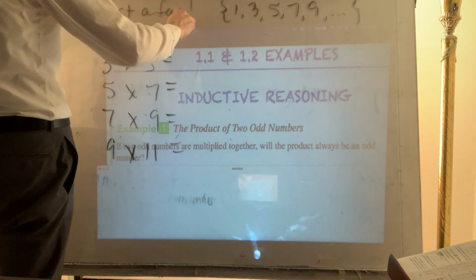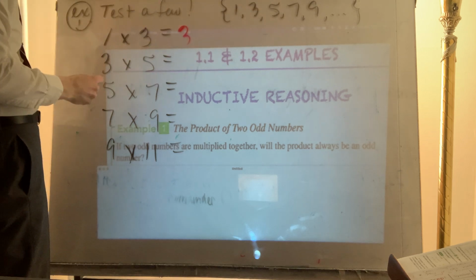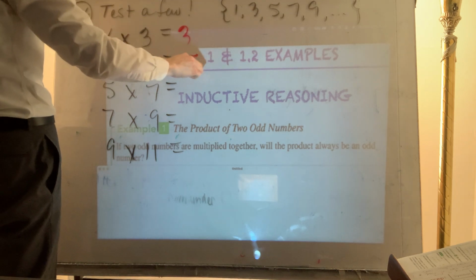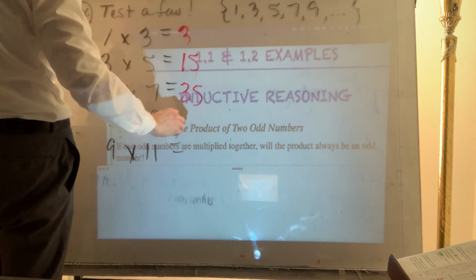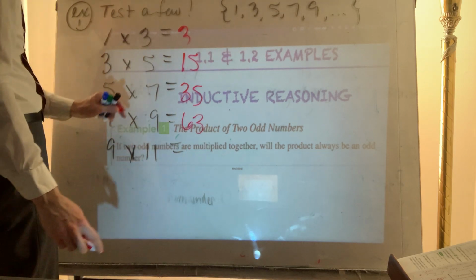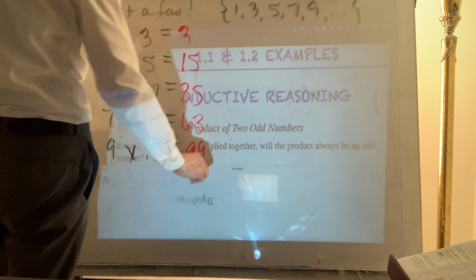1 times 3 is 3, which is indeed an odd number. 3 times 5 is 15, which is indeed an odd number. 5 times 7 is 35, also odd. 7 times 9 is 63, also odd. 9 times 11 is 99, also odd.